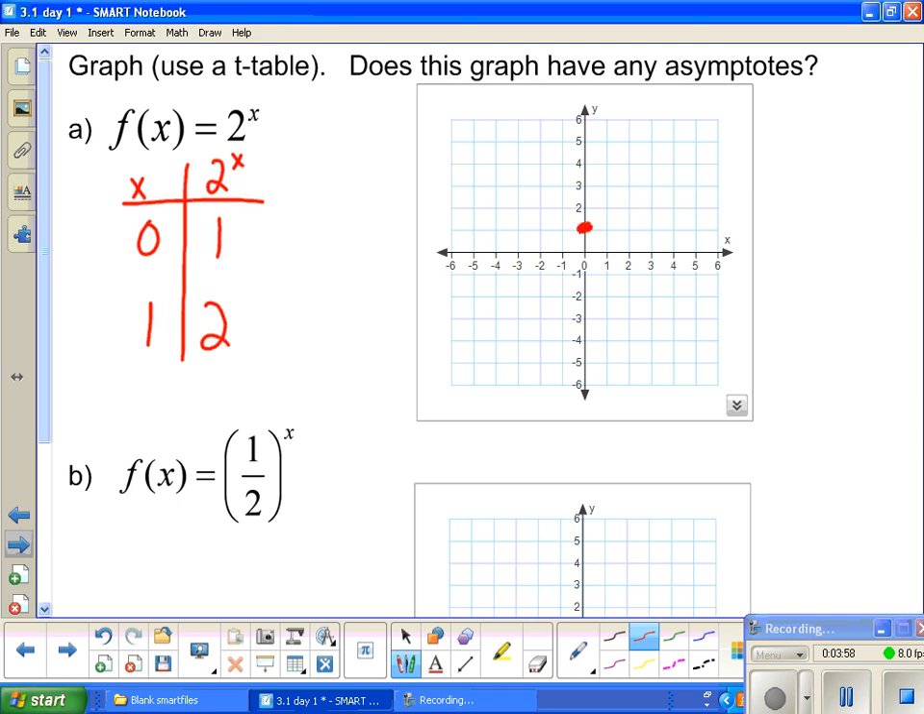And remember that I said that these graphs increase? Well, what did we discover when it was negative 2, it was 1/4. So will it ever cross 0? Does it equal 0? No, it never crosses that. So my asymptote, we have an asymptote at y equals 0.